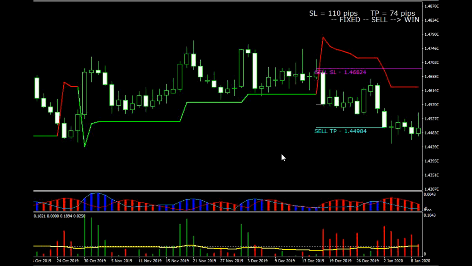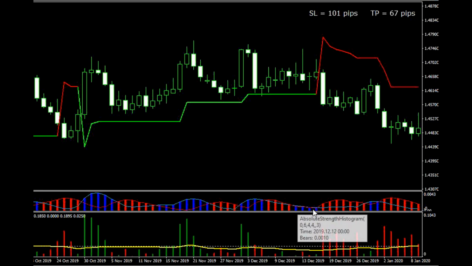So there you have it. There is a deeper dive on, again, this is the absolute strength histogram. This is the Waddah Attar Explosion, and as we went through in the previous video, this is the super trend.